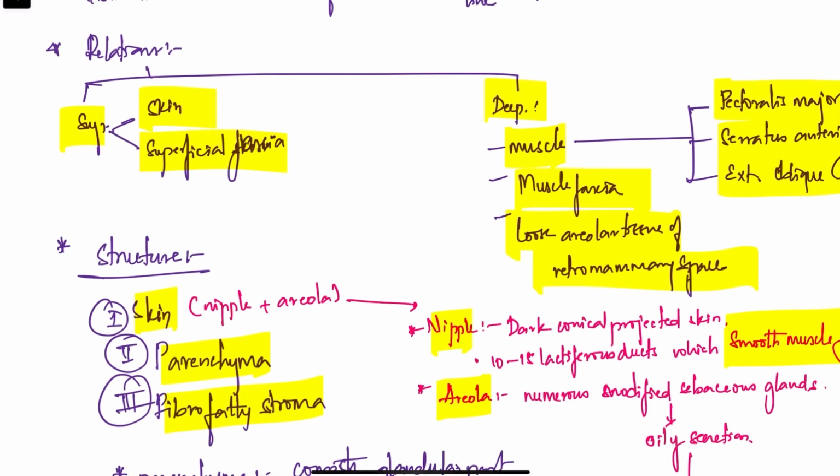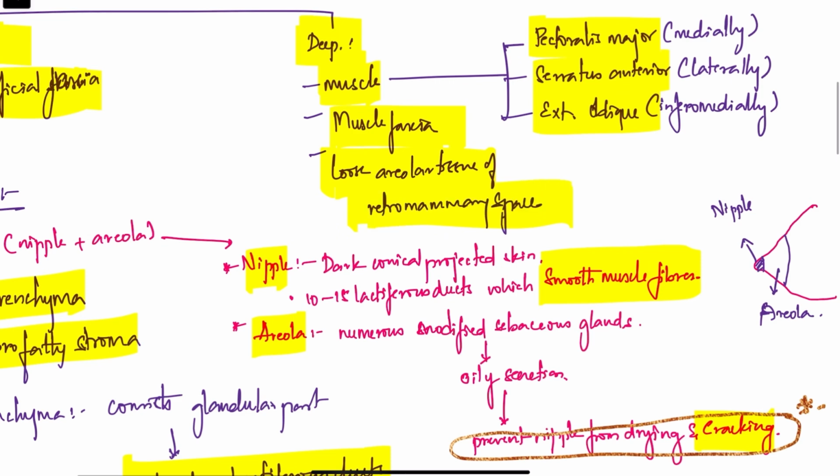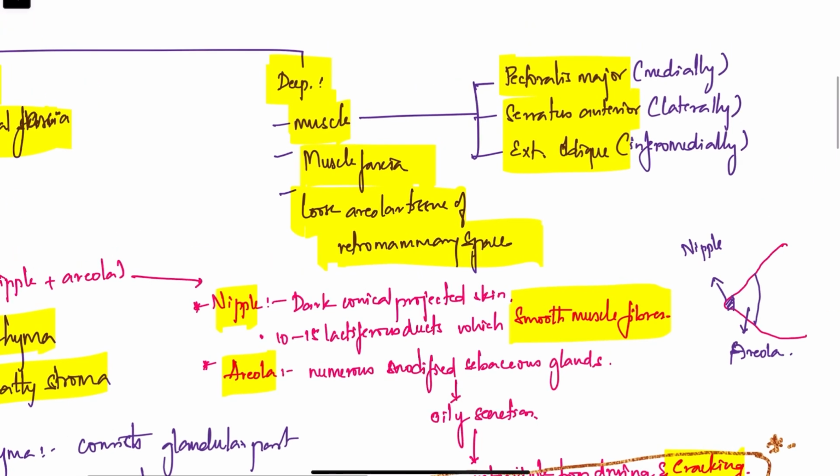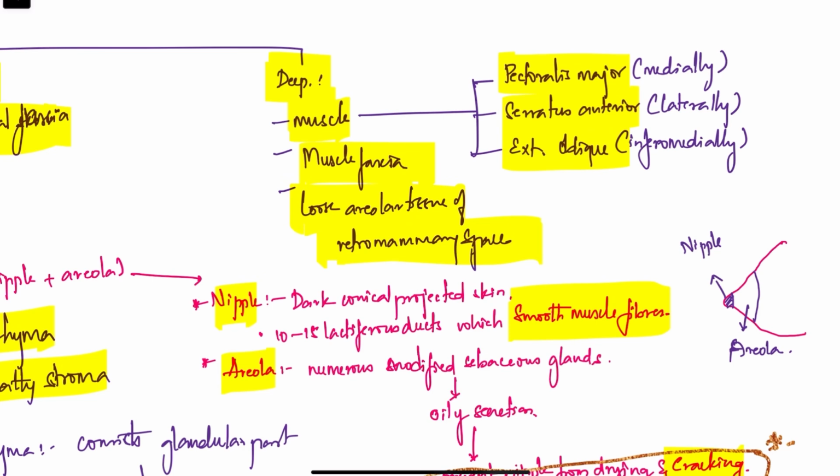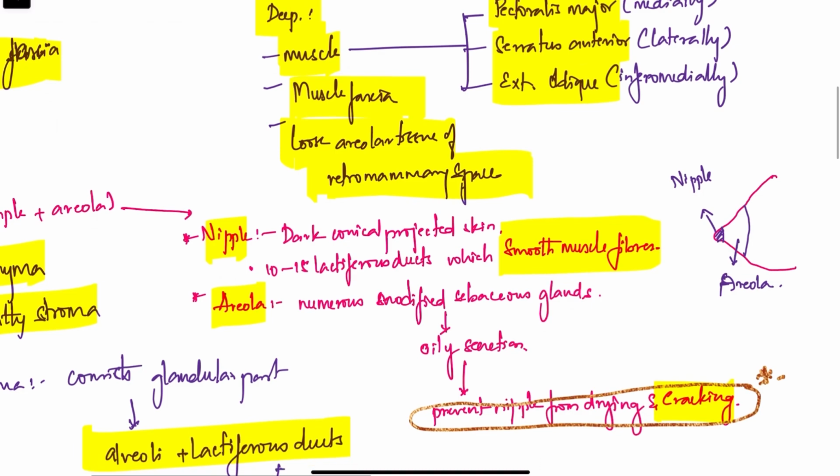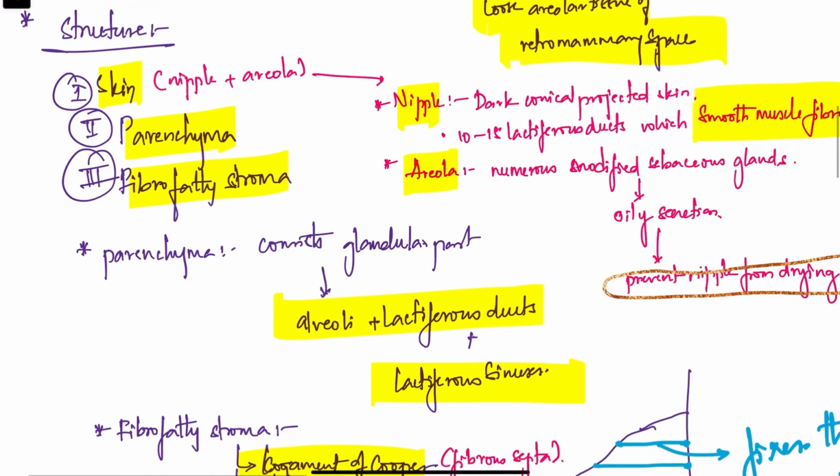Then coming to relations, we'll divide it into superficial and deep. In superficial we have skin and superficial fascia. In deep we have muscle fascia, then the loose areolar tissue of the retromammary space, and the muscles. We have three muscles, don't forget: medial, lateral, and inferomedial. Pectoralis major is medial, serratus anterior is lateral, and external oblique is inferomedial. That was clear. And coming to structures, there are three: skin, parenchyma, and fibrofatty stroma.